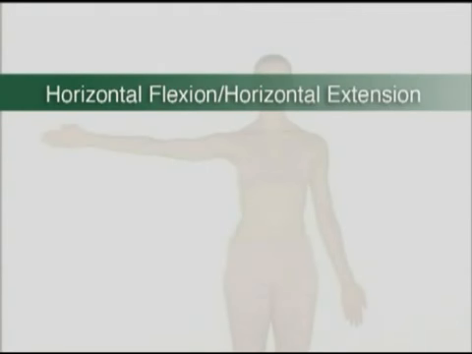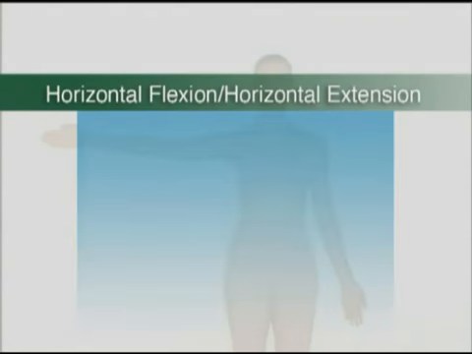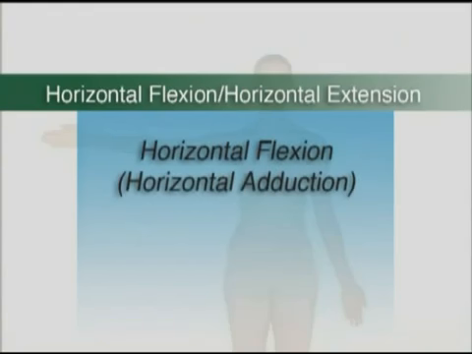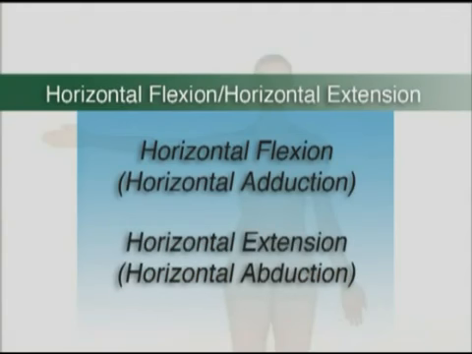The terms horizontal flexion and horizontal extension are special terms used to describe horizontal motions of the arm at the shoulder joint that are anterior and posterior in direction, with the arm first in a position of 90 degrees of abduction. These terms are useful to describe many motions that occur in sports. The term horizontal adduction is often used in place of horizontal flexion, and the term horizontal abduction is often used in place of horizontal extension.